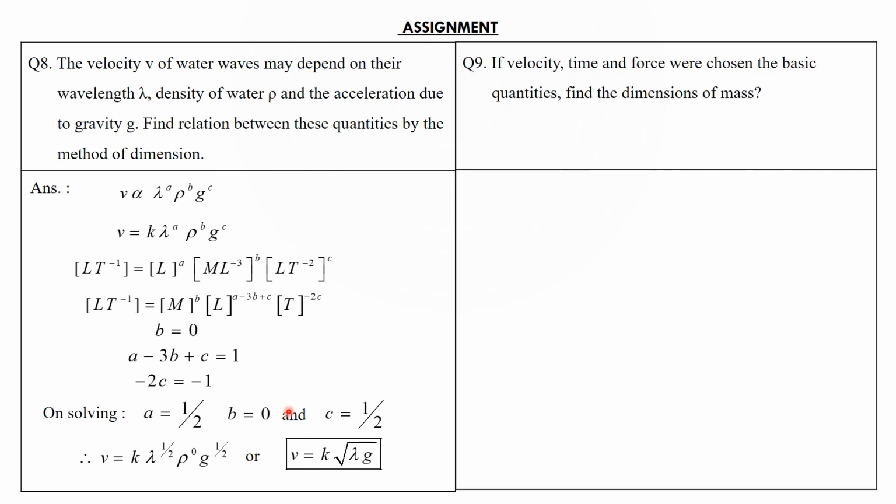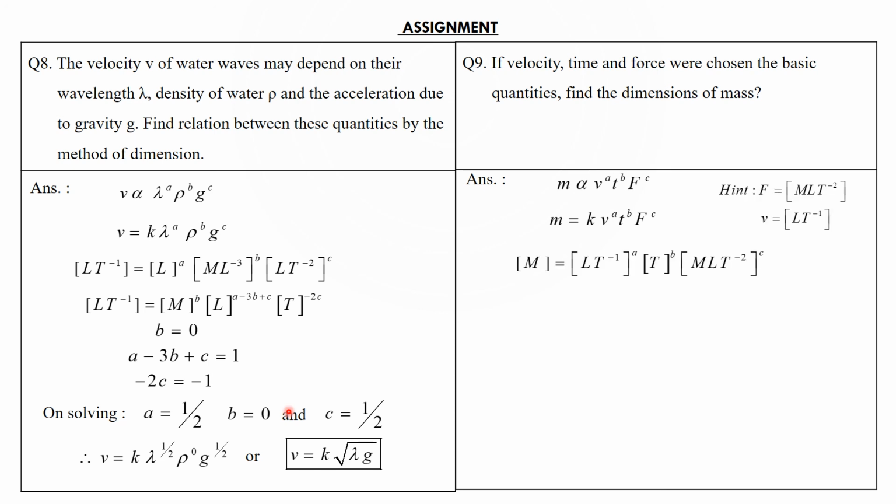Last question. If velocity, time and force were chosen as the basic quantities, find the dimensions of mass. So M is proportional to V to the power of A, T to the power of B and F to the power of C. Remove the sign of proportionality, put the constant K. You need the dimensions, so put the dimensions.